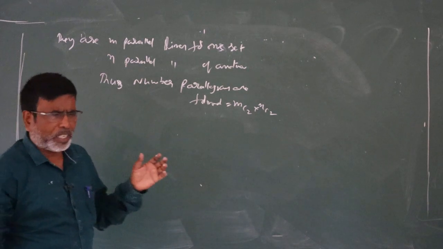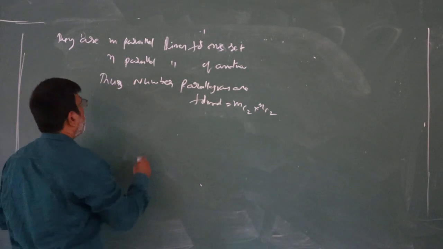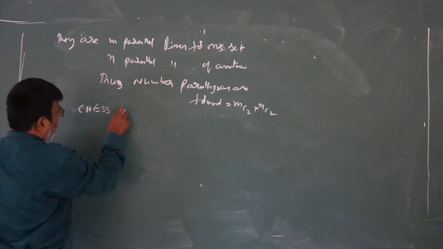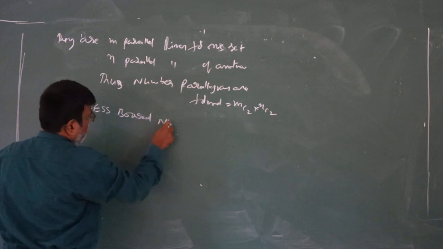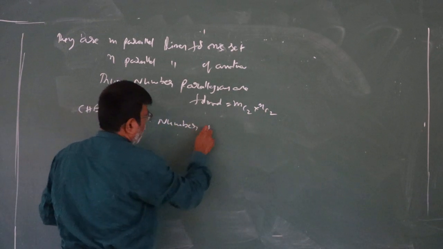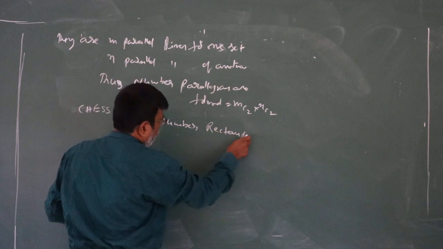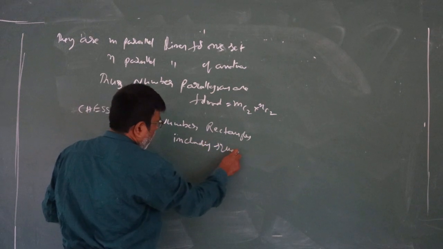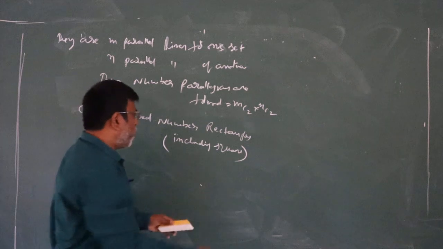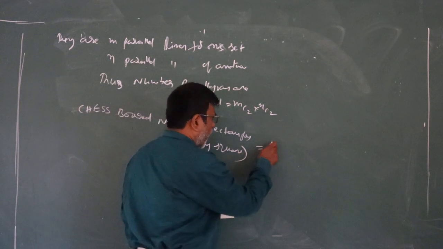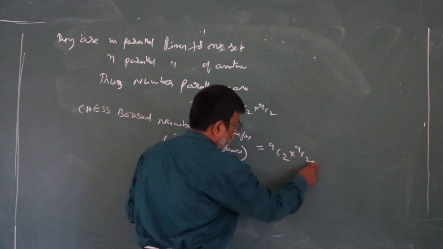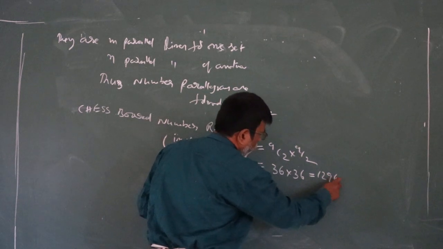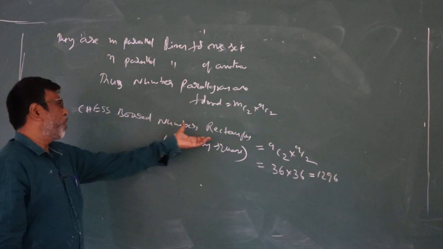Based on this shortcut, one question is given like this. For a chessboard, the number of rectangles, including squares also. How many vertical lines are there? 8 blocks, so 9 vertical lines: 9C2 into 9C2. 9C2 is nothing but 36. 36 into 36 is 1296. So that is the number of rectangles.